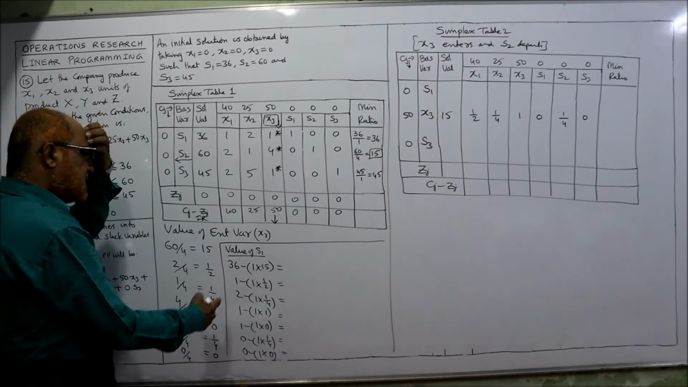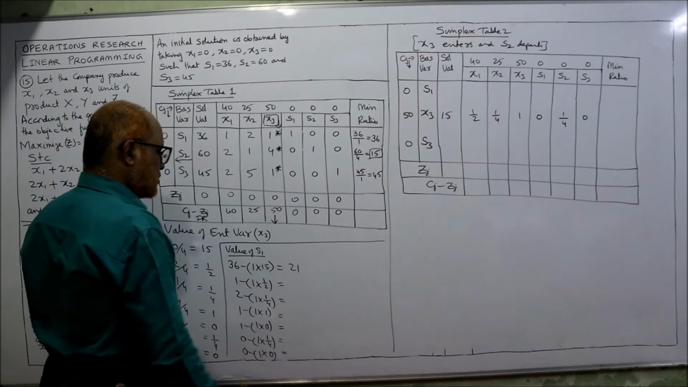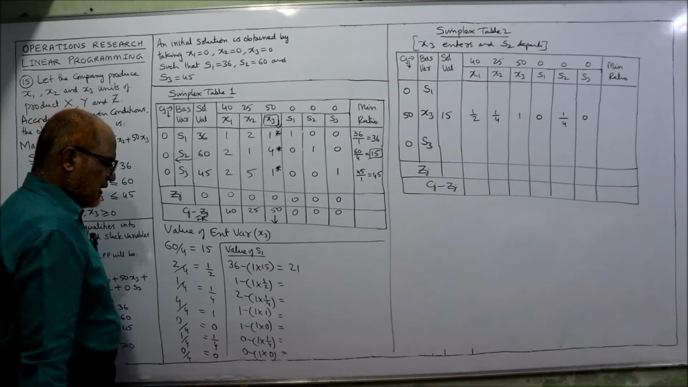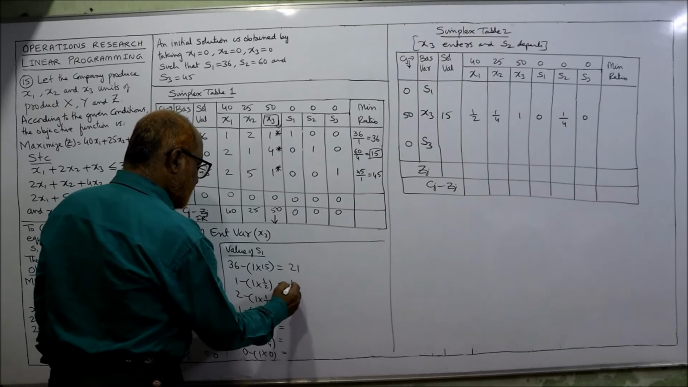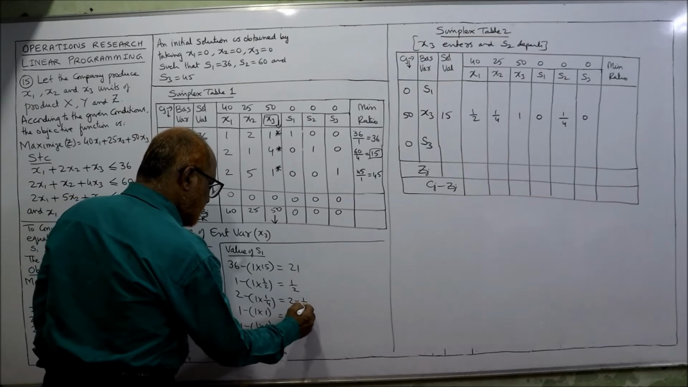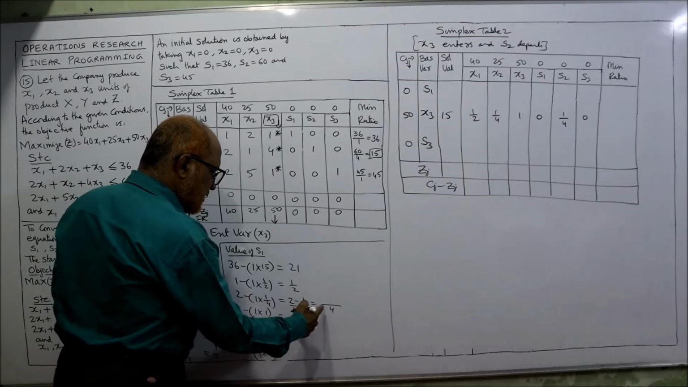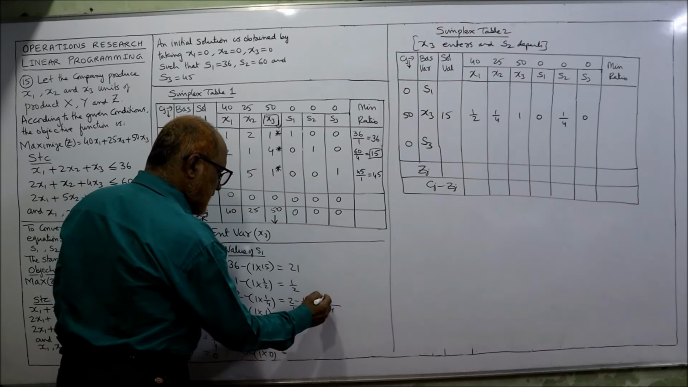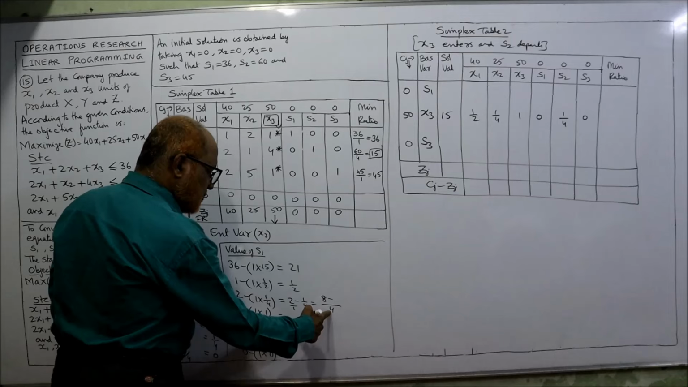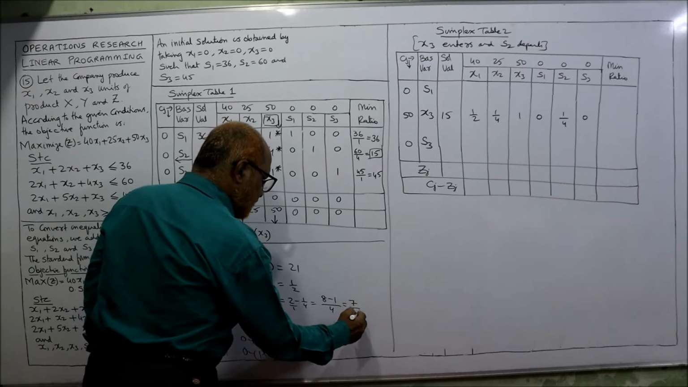Right? 36 minus 15 is 21. 1 minus half is half. Then 2 minus 1 by 4. If we take LCM 4, then 1 how many times cuts 4? 4 times. 4 2s are 8. Minus 4, how many times cuts 4? 1 time. 1 1 is 1. So it is 7 by 4.